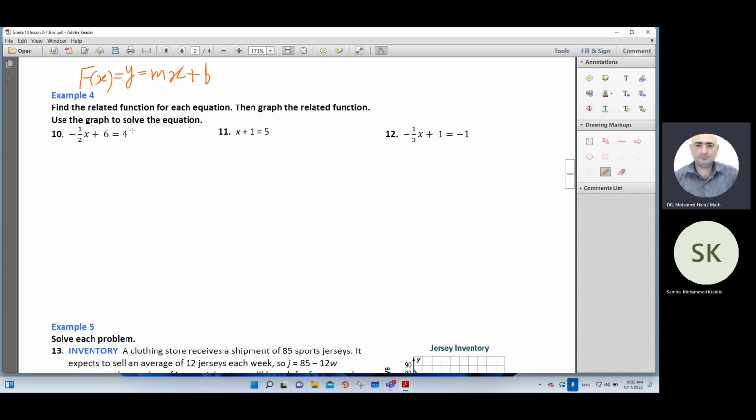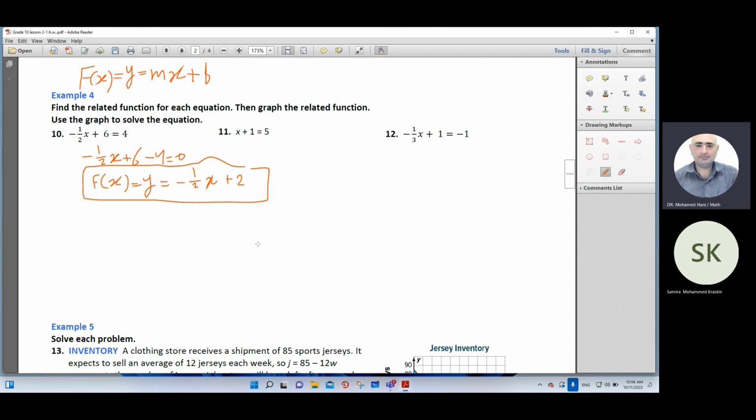At first, we can take 4 to the first side. We have here negative 2x plus 6, then minus 4 equals 0. Then you can write y or f(x) equals negative 1 over 2 x, then 6 minus 4 will be 2. Now this is the linear equation or the function equation.